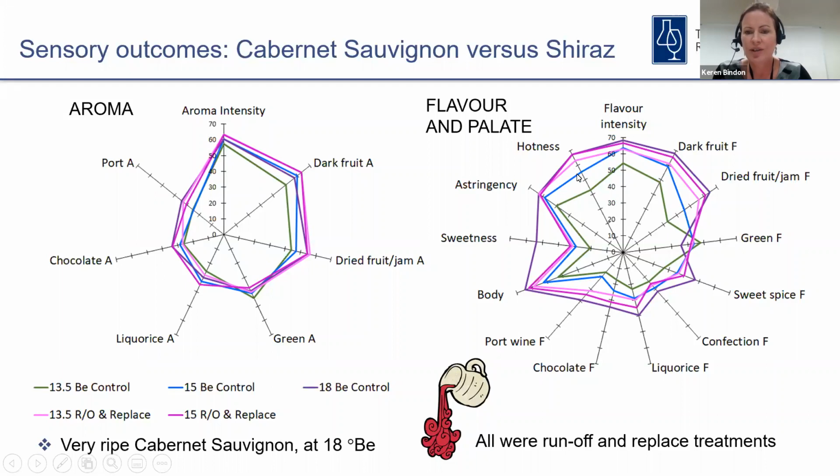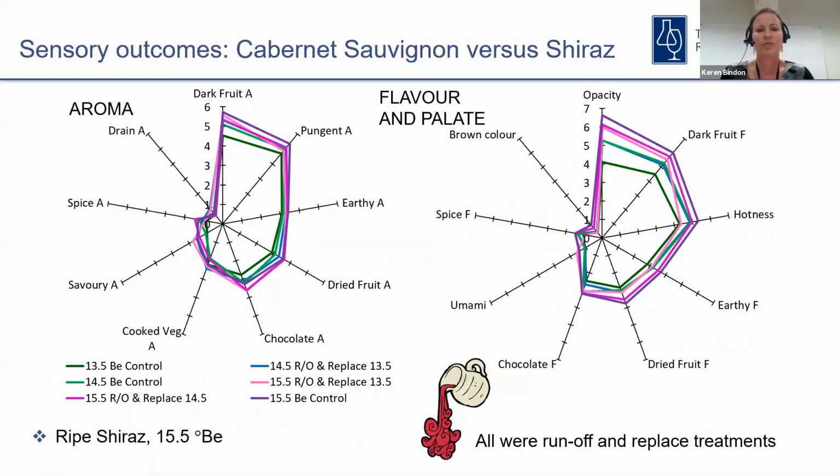Importantly here, one saw a strong trend of decrease in hotness with the water addition, clearly driven by alcohol changes. And here, because that high Baume fruit may have had a bit of residual sugar, we saw a clear drop in sweetness as water additions were made.